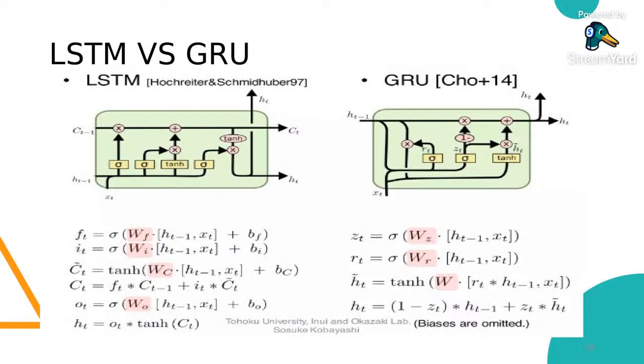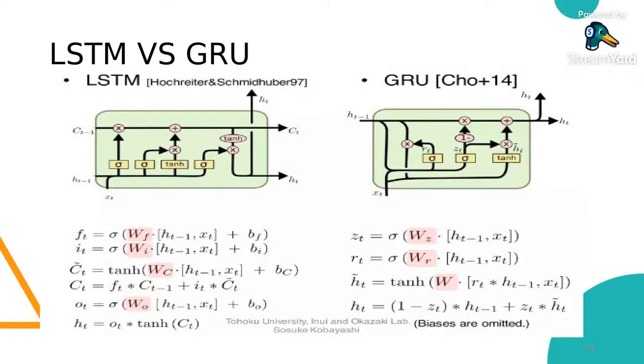So this is your faster version of the LSTM, faster and less complex because we don't have that many equations. We don't have to train that many weights. And again, both of these are popular. So this is your gated recurrent unit.